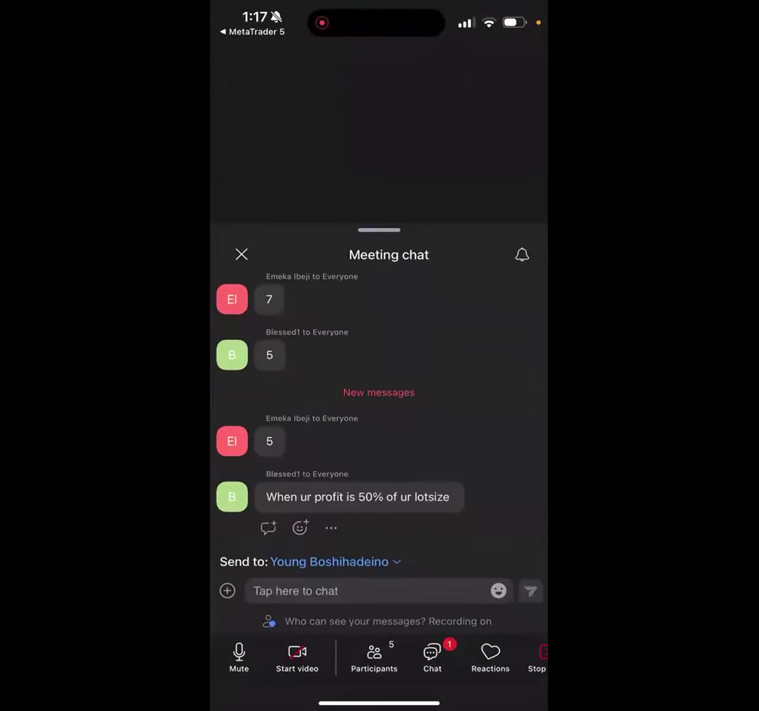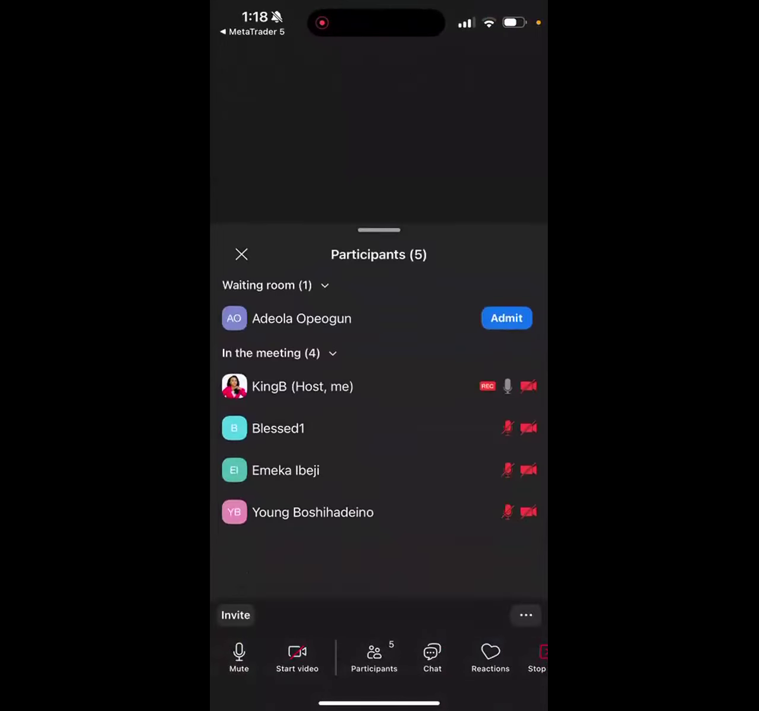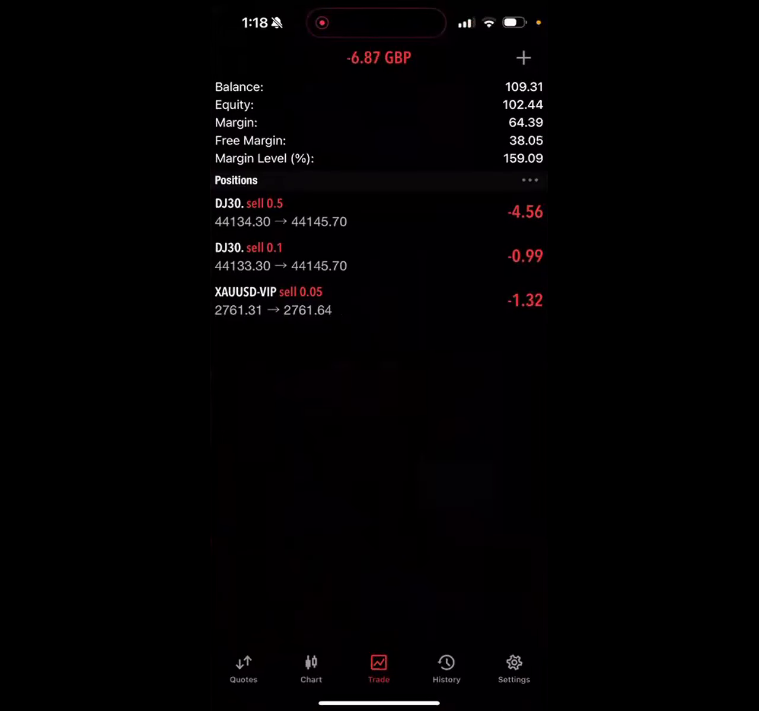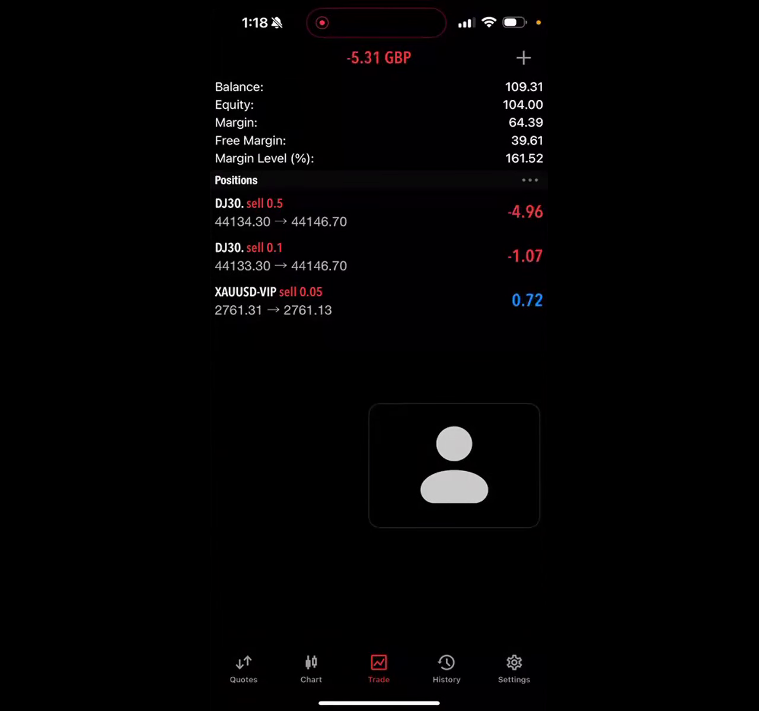Guys, are we here? When your profit is 50% of your lot size, on which trade? No, it's not when your profit is, it's when you have the equivalent of your lot size in profit. Now, for gold, what is the equivalent of my lot size? Guys, answer on the chat. For this XAU USD sell, what is the equivalent of my lot size?